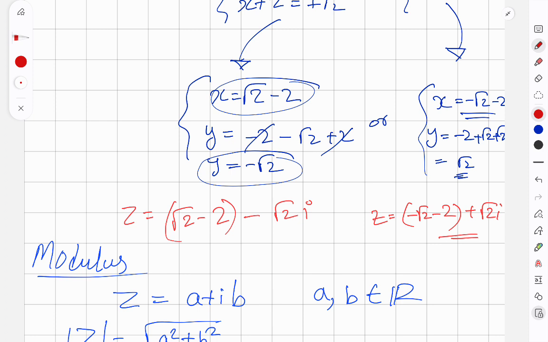Clear? You can always try at the end whether each value satisfies these equations. If you have free time, do it. But if you do it this way, for sure you will never make any mistakes.